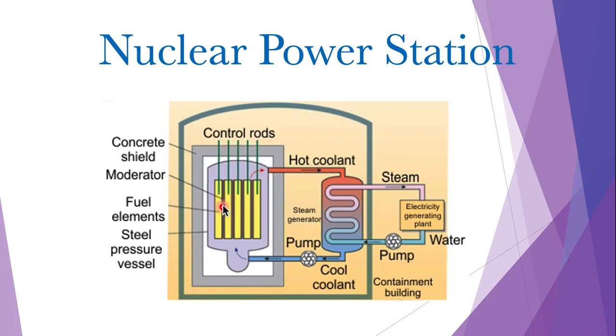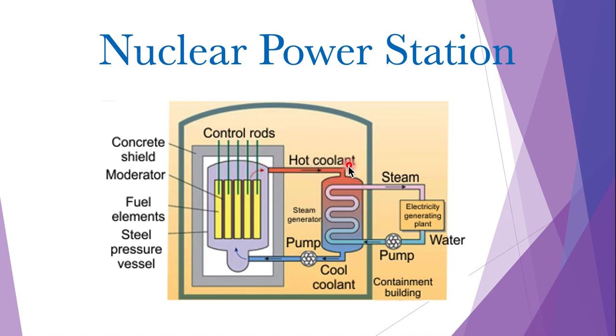The moderator is this one here, these black lines. These green lines are the control rods. These yellow lines are the fuel rods. This is the steel pressure vessel in which all of these are kept. And here we have the boiler, or in other words, steam generator.